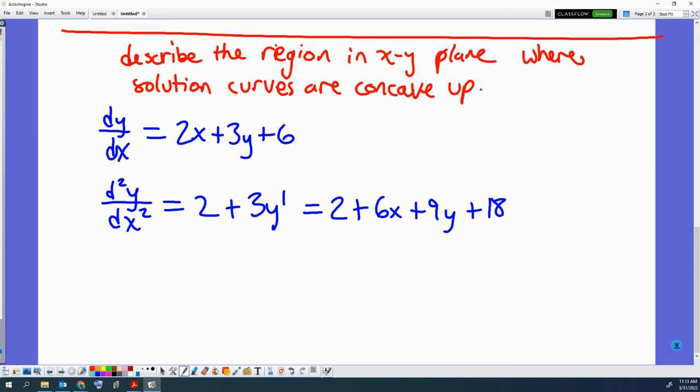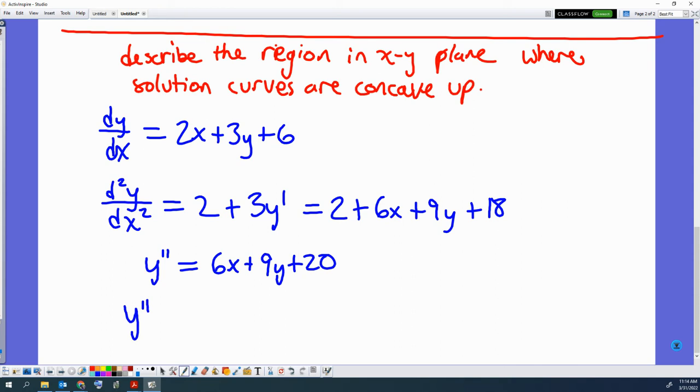And then I'm going to simplify. It equals 6x plus 9y plus 20. And so that's the second derivative of y with respect to x, or y double prime. And if I want to know where the curves are concave up, what's the natural thing to do with that? What would I do?